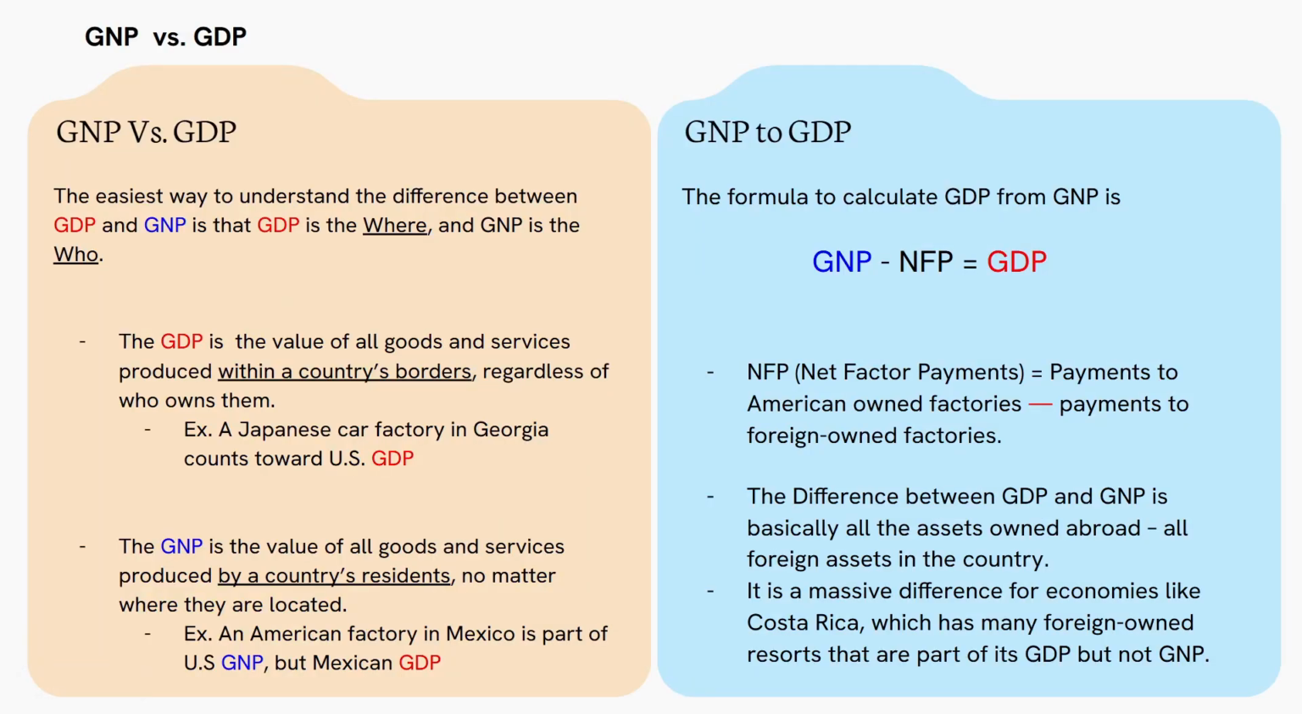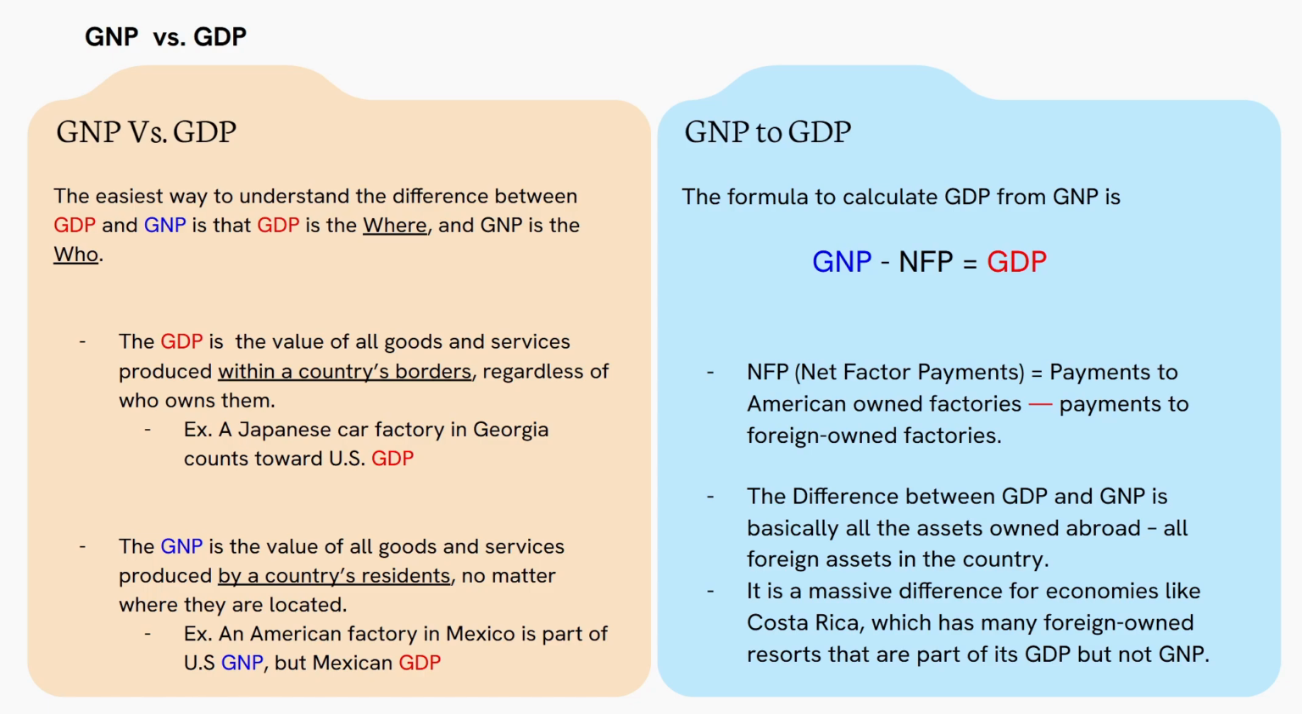So the last thing we're going to talk about in this section is the difference between GDP and GNP. So GDP is the one that we're more familiar with, but it's important to know the difference between the two. And so the easiest way to understand it is that GDP is the where and GNP is the who. And so what do I mean by that? Well, the GDP is the value of all goods and services produced inside a country's borders, regardless of who owns them. So every factory, every office building in America is counted towards its GDP, even though many of those offices and factories might be owned by companies from somewhere else.